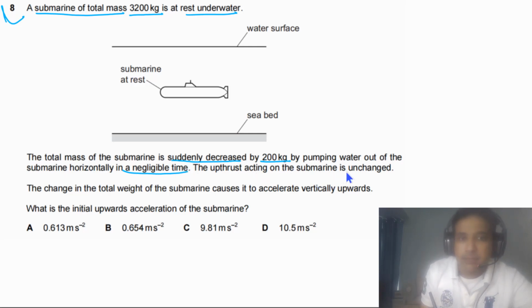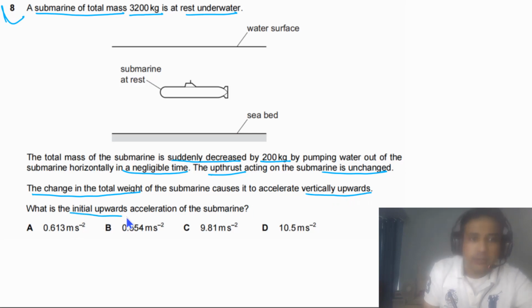The upthrust acting on the submarine is unchanged. The change in the total weight of the submarine causes it to accelerate vertically upwards. What is the initial upward acceleration of the submarine?